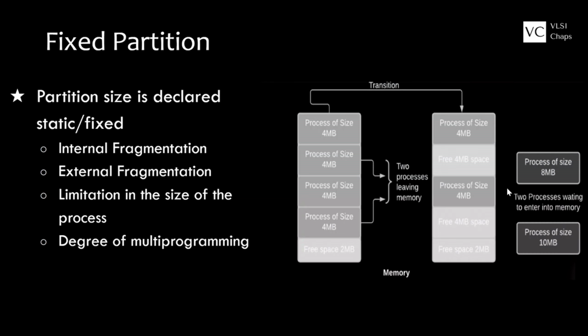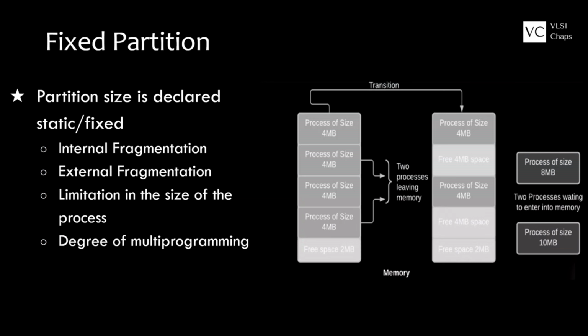So this is what is called external fragmentation. Though we have enough space available to load any external process, we are not able to do it because of the fixed partition, because the blocks are not contiguous. And because of this, the degree of multiprogramming, that means the number of processes that can lie inside this main memory, is also reduced.